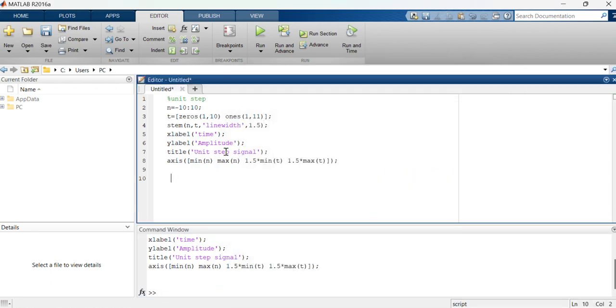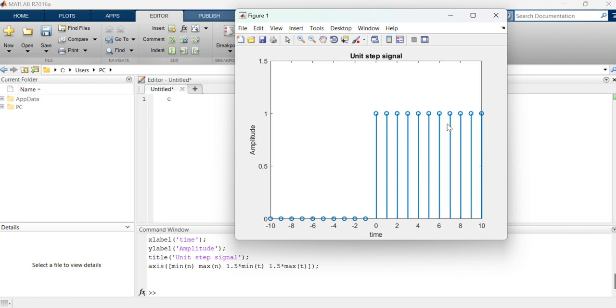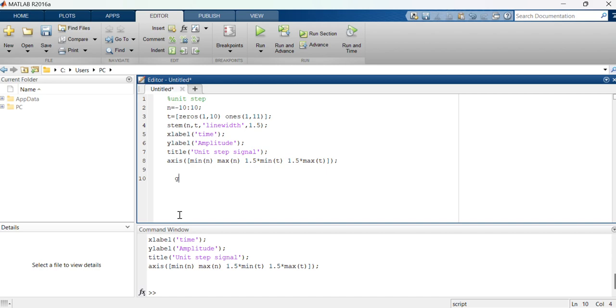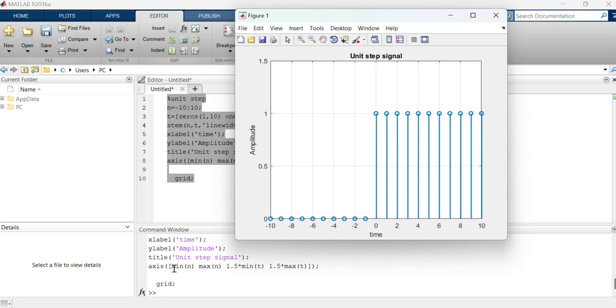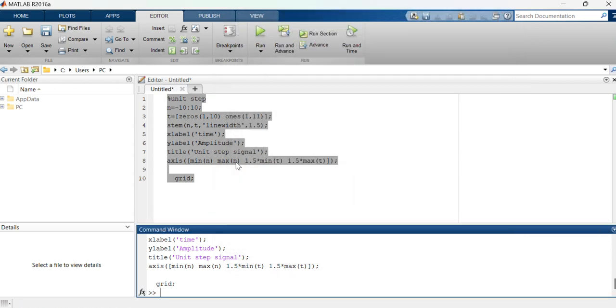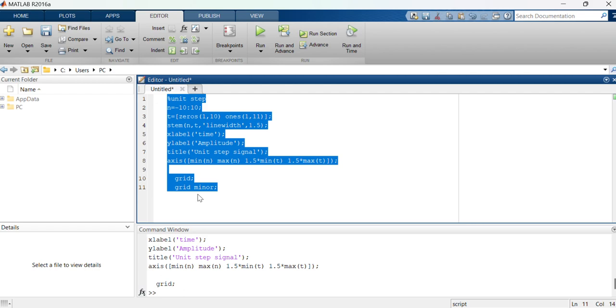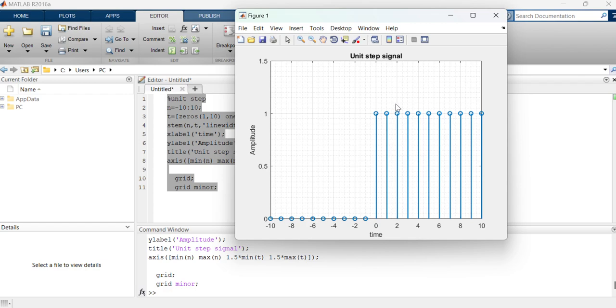we could also make grids. So how to make grid? Let's check. There's no grids. Wait, I deleted it. Grid. That's the grid. We can make the grid small also. So grid minor. Okay, as it's shown over here, small columns and rows.